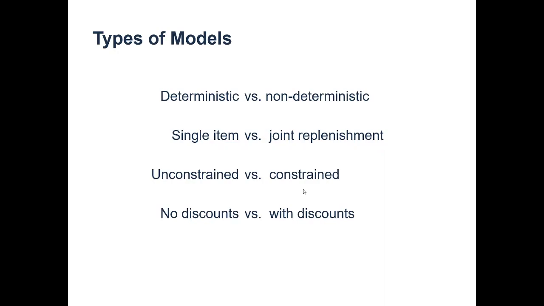Hello. In this series of videos, I'm going to explain the economic order quantity, which is the most simple model you can have when it comes to inventory management. Models can be either deterministic or non-deterministic. They can handle a single item or take into account several ones, which is called joint replenishment. They may take into account constraints or not, such as warehouse capacity constraints, and they can take into account discounts or not, depending on the price you get when you buy larger quantities.